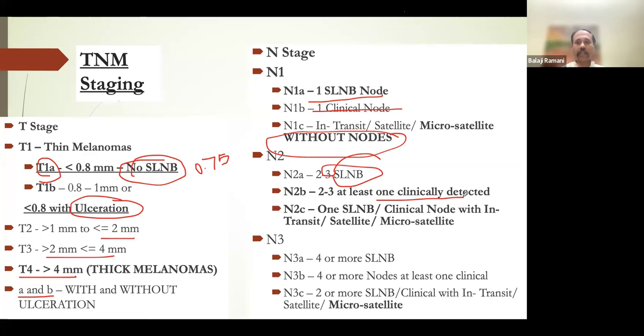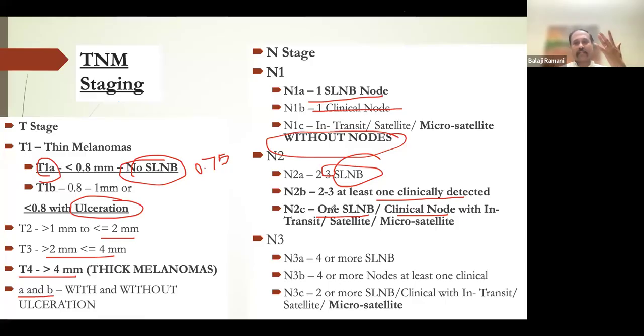Very clear. One node is clinically detected. And the N2C is something where you have one node which is an SLNB, or a clinical node with this. So basically a combination of one node, either SLNB or by clinical detection, plus an in-transit or a satellite nodule is there. Both of these come together, then you call it N2C. Then you go to N3.